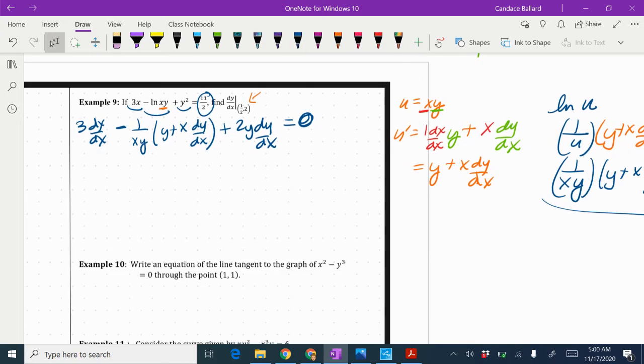All right, then just like we did before, we are going to distribute in this right here, and at the same time get rid of anything that says dx dx. So I've got 3, and then I distribute in, I get negative y over xy minus x over xy dy dx plus 2y dy dx equals 0.